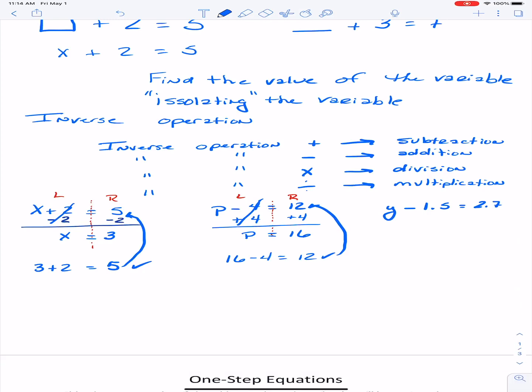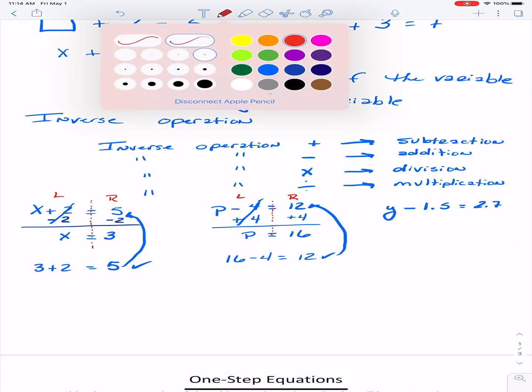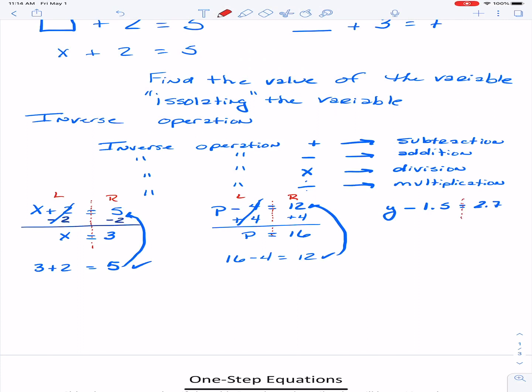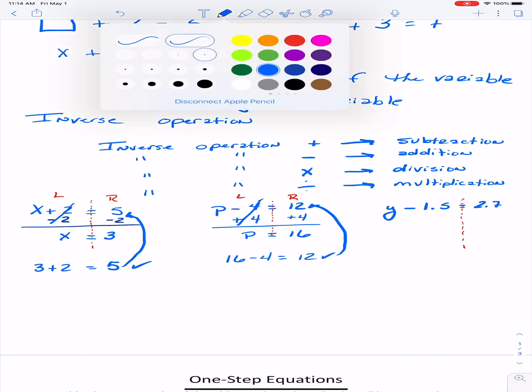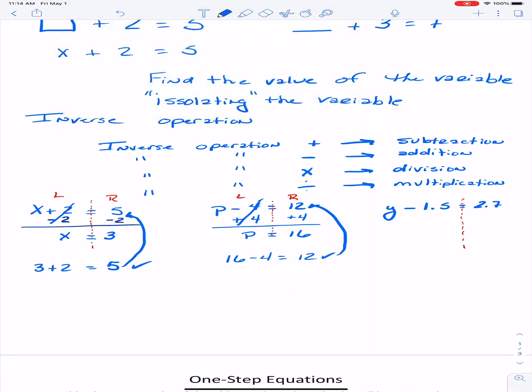So let's think, we can imagine our wall. You don't have to draw that line. I'm just trying to show you that there is a left and a right side. Again, my y has a -1.5, or a subtraction of 1.5. So I'm going to add 1.5 to both sides. And again, the rules of decimals still apply.